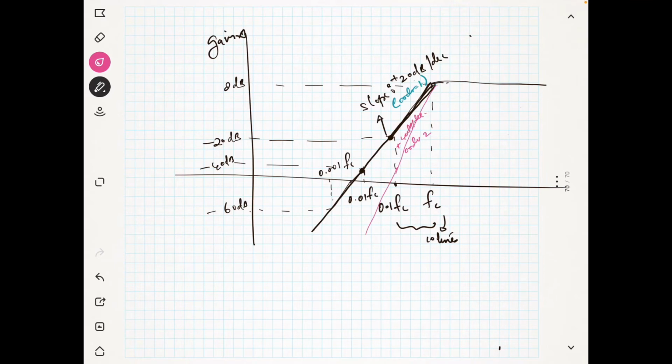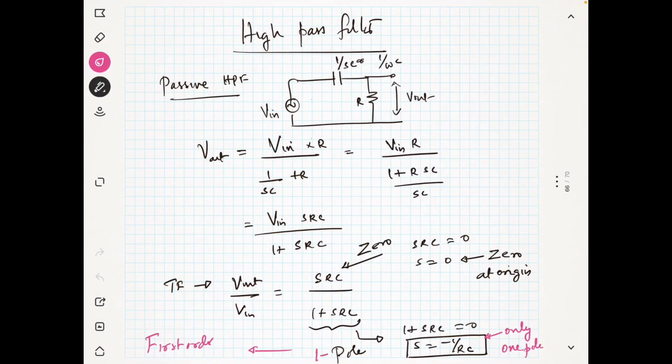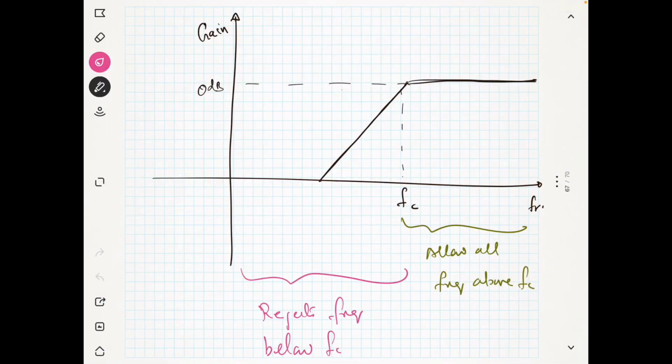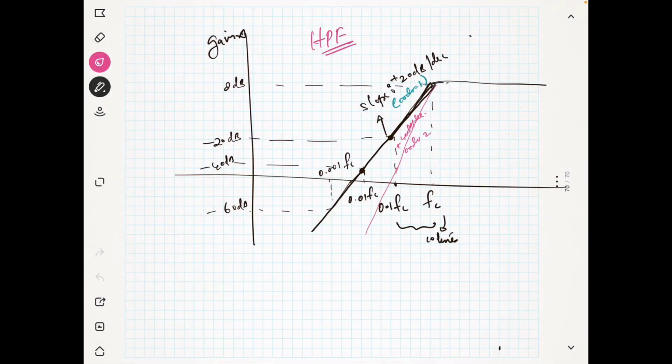So this is what is happening in the filters. This is the filter response. This is the high pass filter. And I told you that the filter that we have seen is a passive filter. In active filters, we will use the amplifier also. We will come to that later anyway.